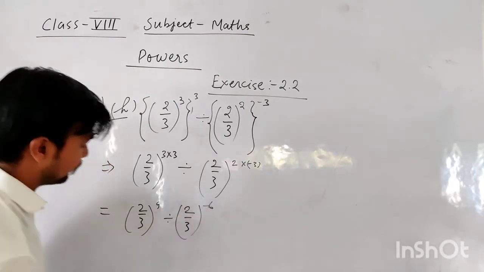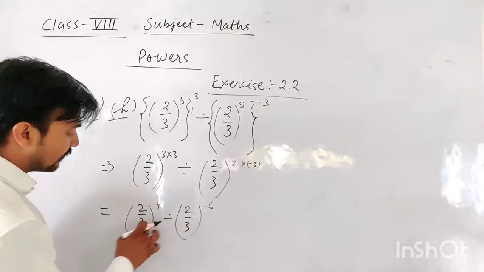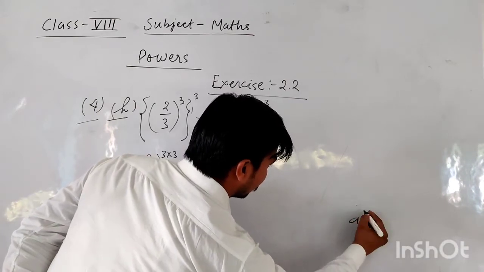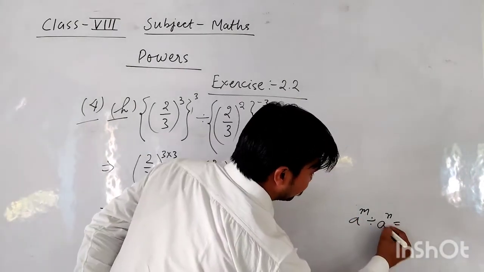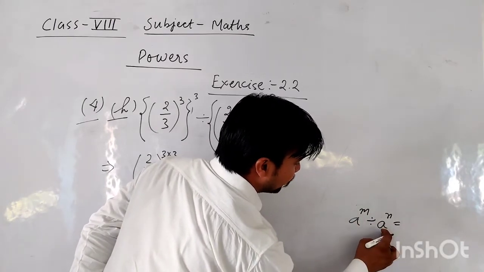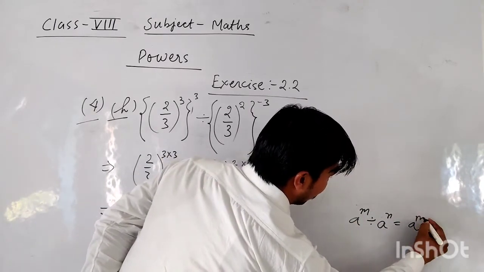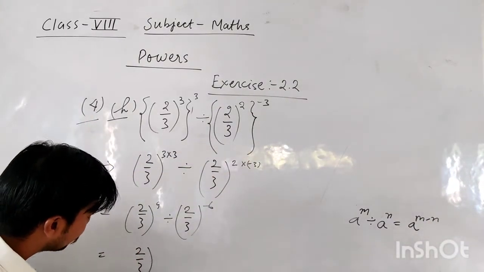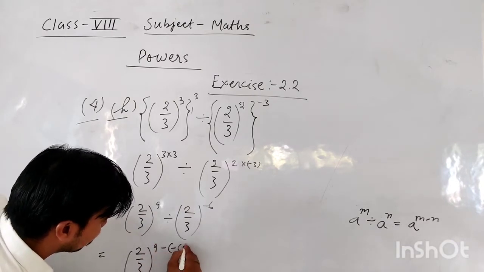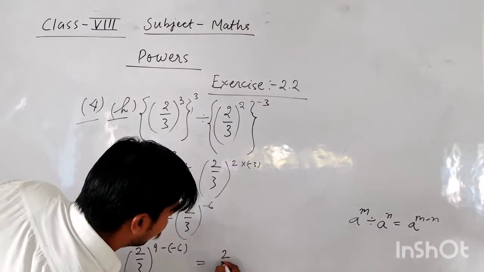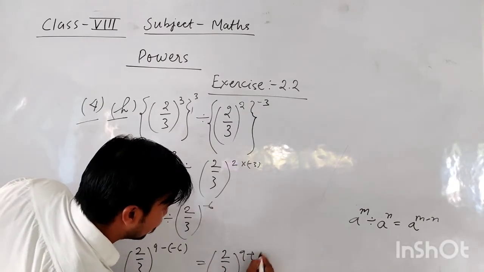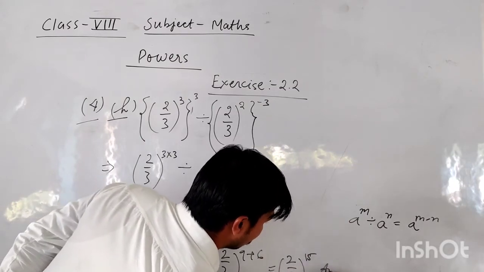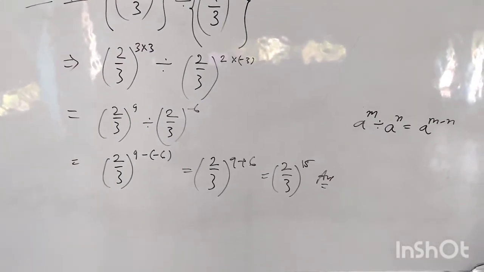As we know that these bases are the same, we know that a the power m divided by a the power n will be equal to a the power m minus n. So we can write this as 2 by 3, 9 minus 6. So this can be written as 2 by 3, 9 plus 6. So this can also be written as 2 by 3 the power 15. This is your answer. Now you are able to see the answer.